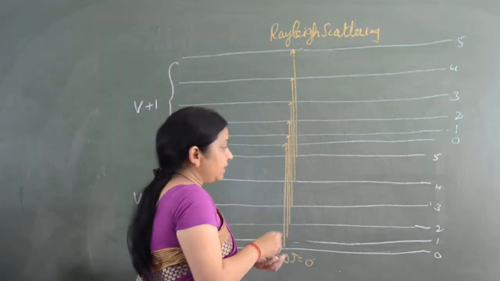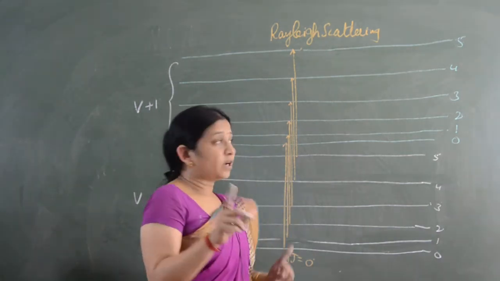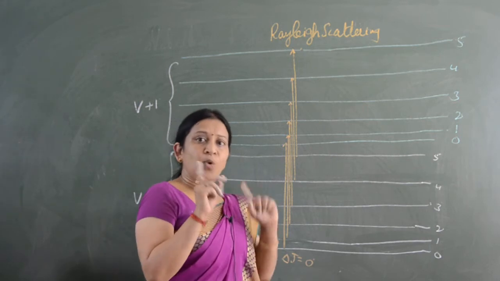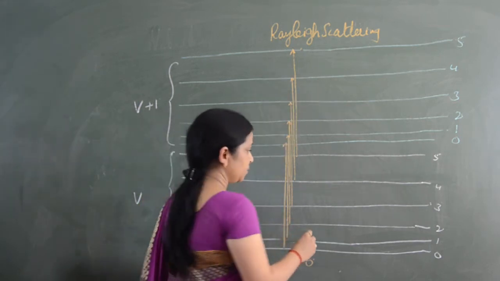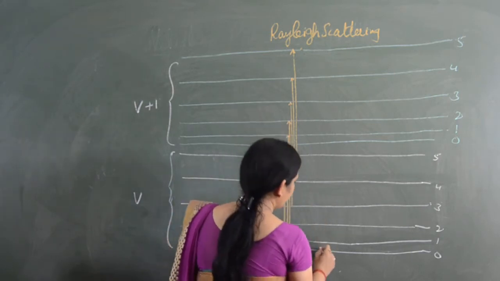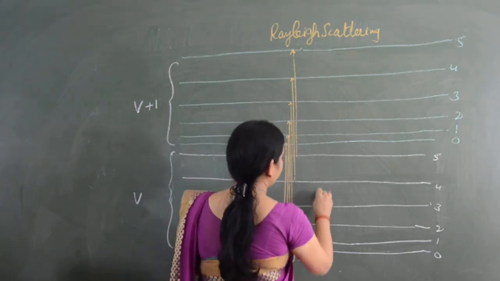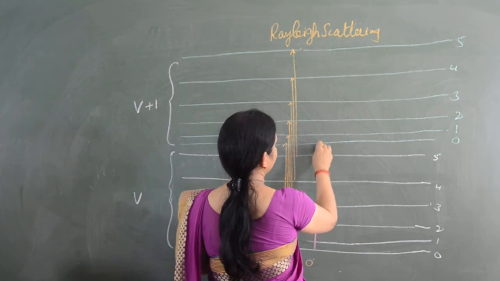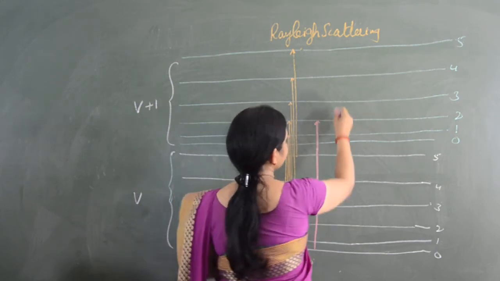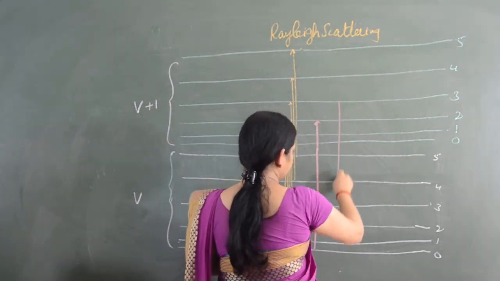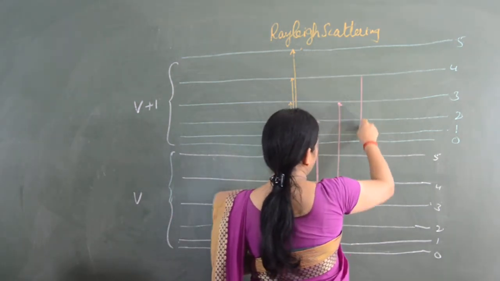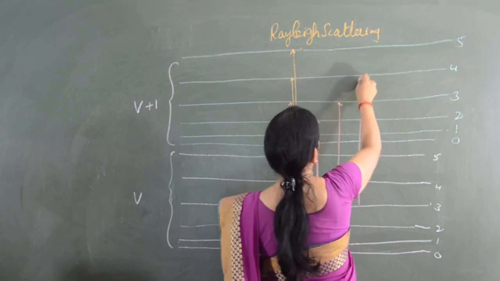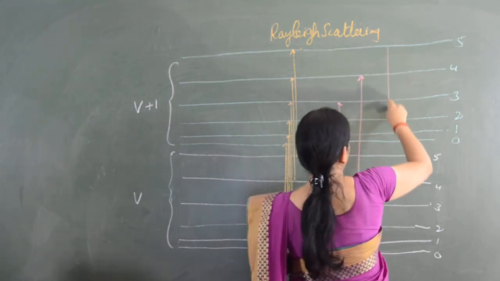Next we draw Stokes lines and anti-Stokes lines. Stokes lines are positive, so lower energy level to higher energy level. The transition is going to take place from 0 to 2, then 1 to 3, then 3 to 4, and last is 4 to.